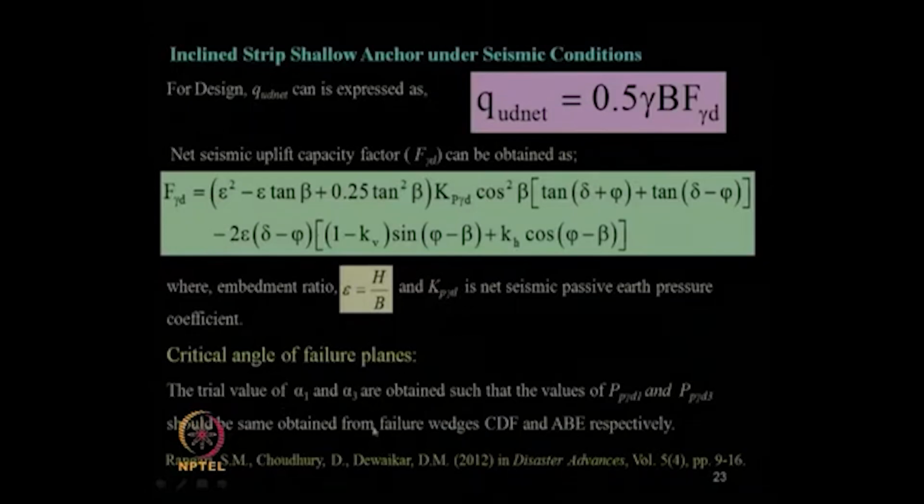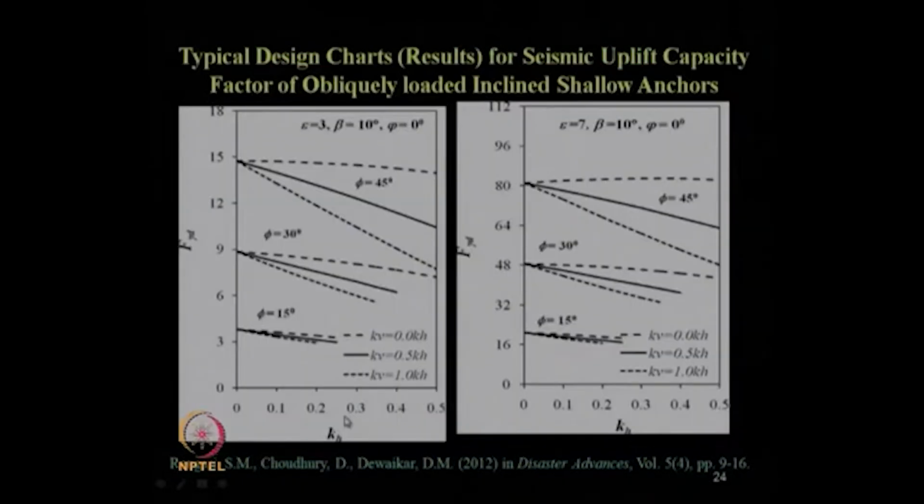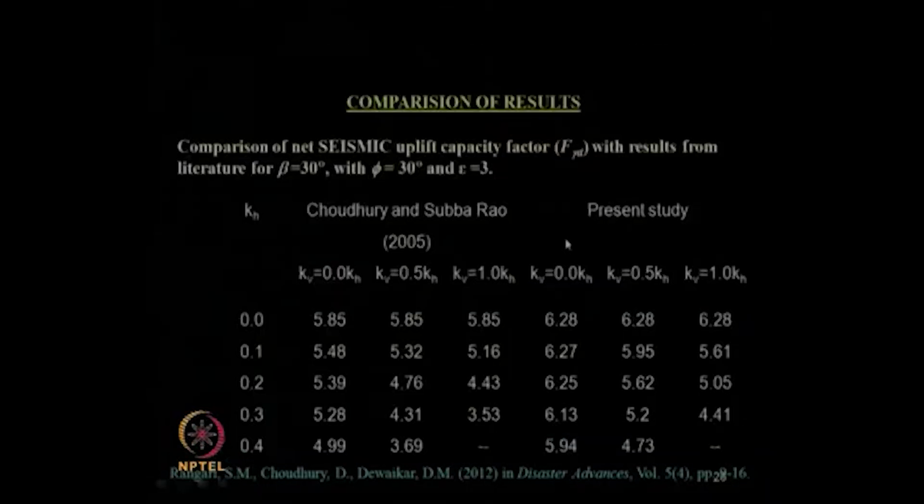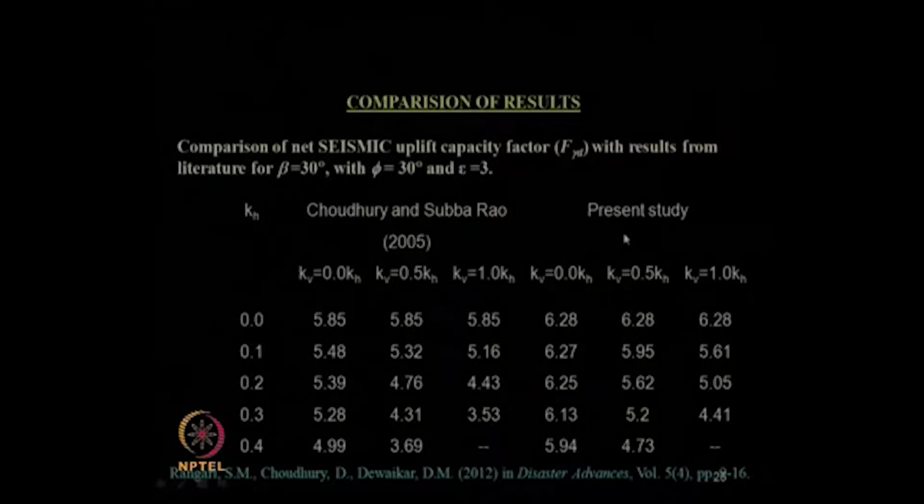Then critical failure angles were also obtained by optimizing the different failure angles alpha 1 and alpha 3 for different cases of earthquake accelerations. Finally, design charts are also proposed for these obliquely loaded as well as inclined strip anchors, and the results have been compared with the only available inclined anchor results in the literature. It shows the present results give a very good estimation compared with the available results.